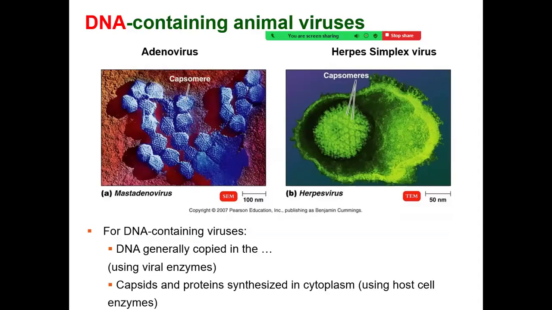All right, so we've talked about the herpes family of viruses. For DNA-containing viruses, they generally replicate in the nucleus. Capsids and the proteins are synthesized in the cytoplasm. And so the capsid protein coat has to get together with the replicated virion to make the newly replicated virions. Any question about any of that?